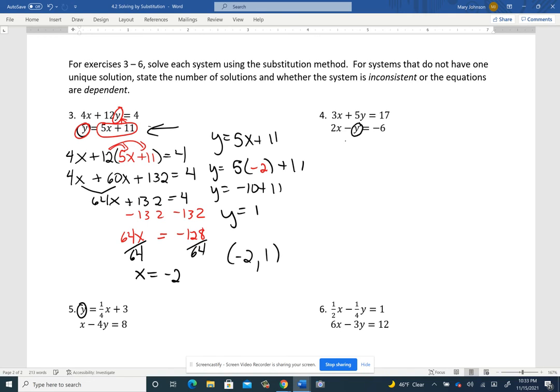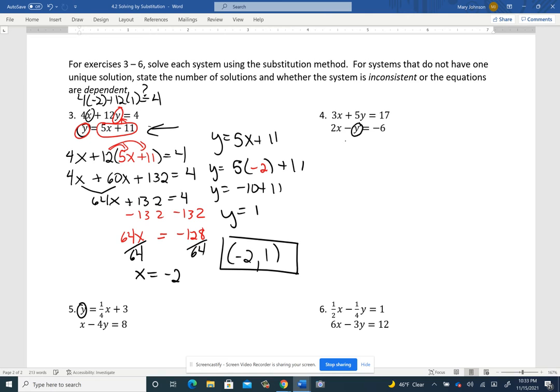Now your check should be to go to the first equation and put a negative 2 where x is and a 1 where y is, and see if you get 4. And you do. Negative 8 plus 12, that's going to be 4. So that's for sure correct.